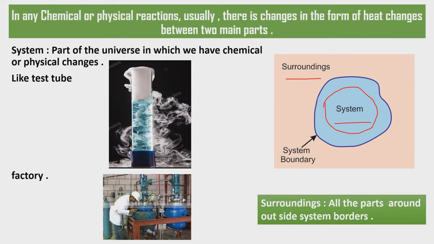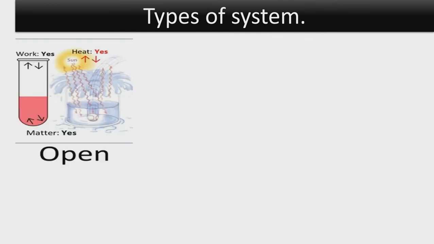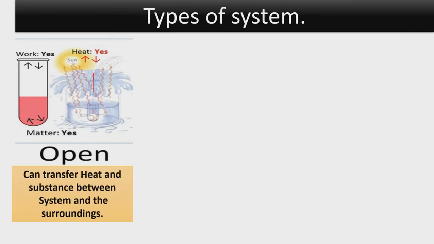Now we will start together to define types of systems. We have three different types of systems: an open system, a closed system, and an isolated system. At first, an open system is a type of system in which we have transfer of substance and transfer of energy between the system and the surroundings. It is the definition of an open system.